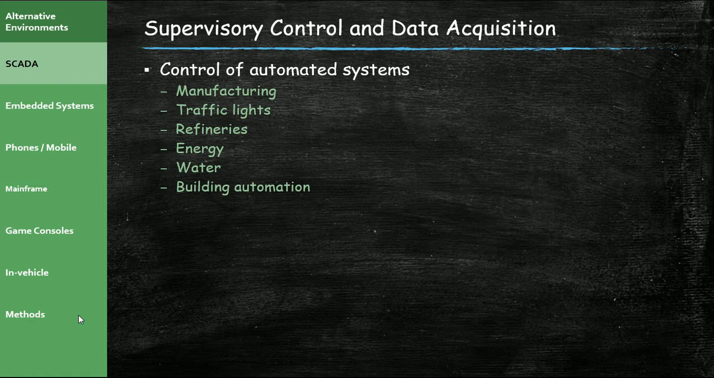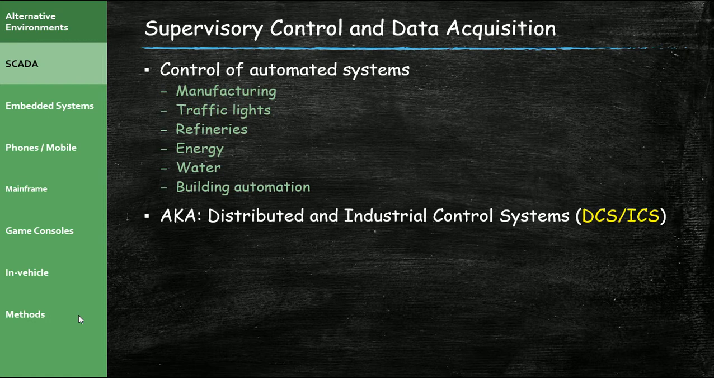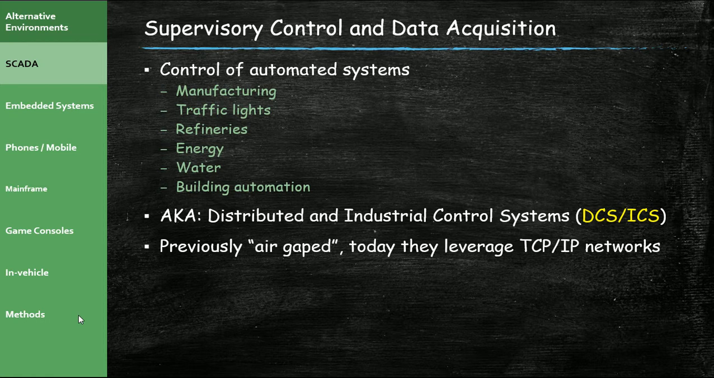So things that control temperature, and all the different things that happen inside of a building, those are typically SCADA systems. You might also hear these referred to as distributed control systems or industrial control systems. So the abbreviations are DCS and ICS. So same as SCADA.